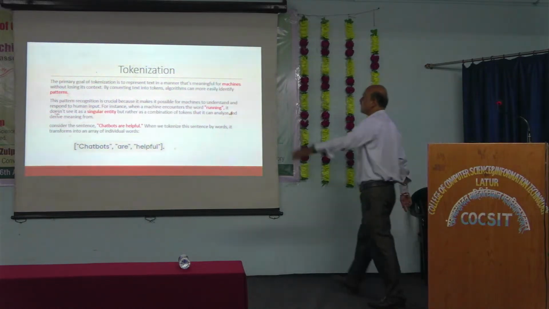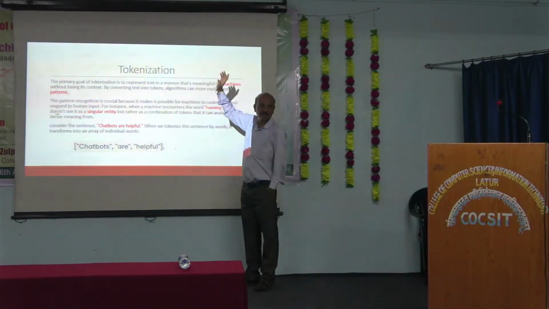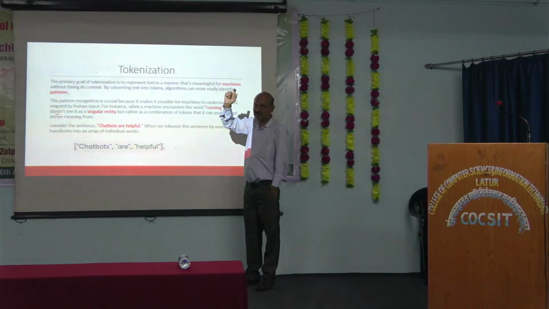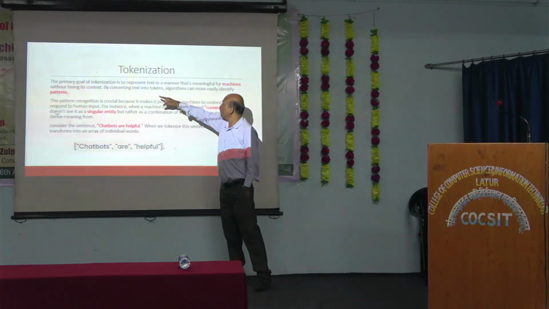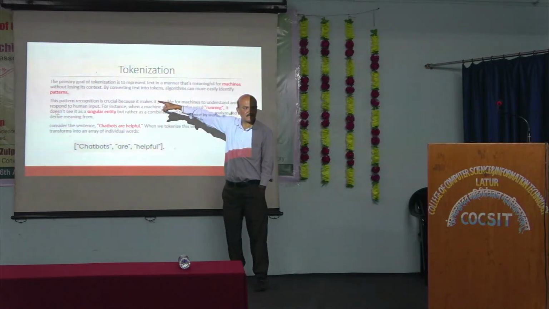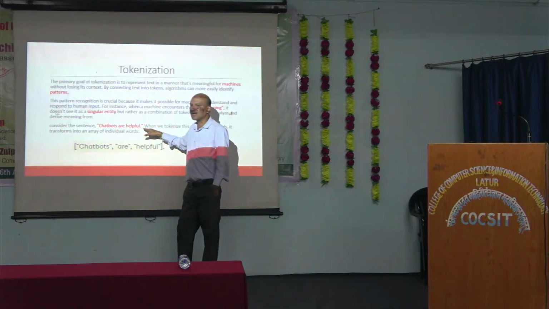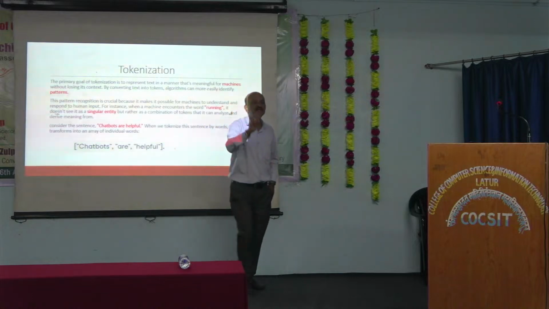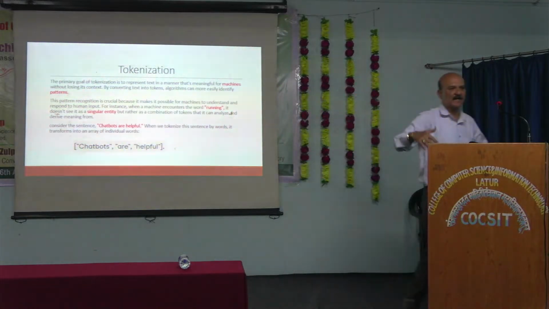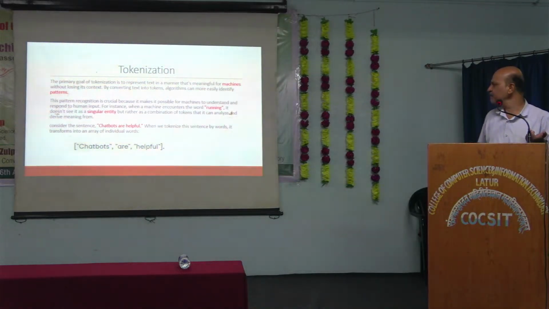So here the primary goal of tokenization is to represent text in a manner that is meaningful, so the words should be meaningful for machines. By converting text into tokens, algorithms can more easily identify patterns. Now, consider the sentence: Chatbots are helpful. This is our input sentence, what we have seen in the flowchart in earlier slides. Now this is my input statement: Chatbots are helpful.